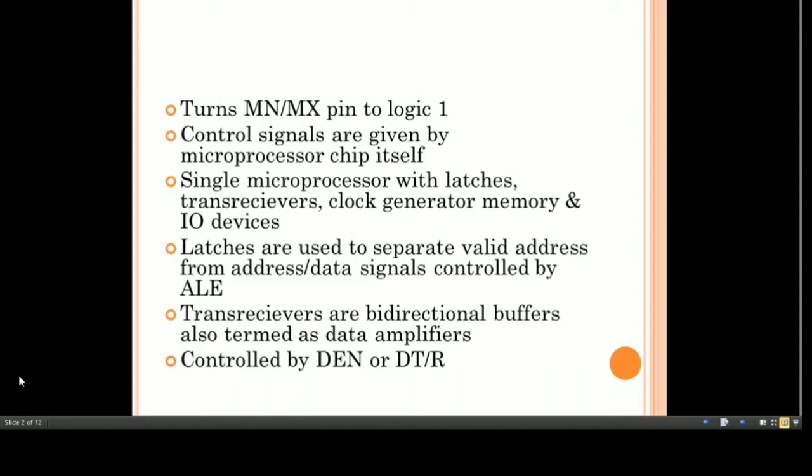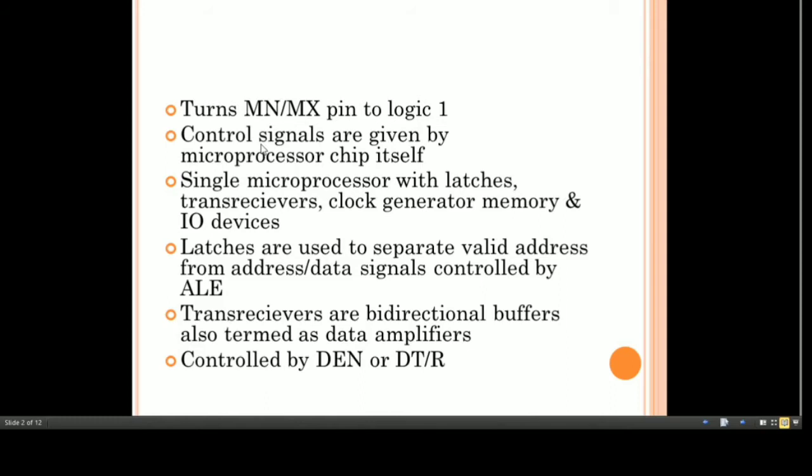So in 8086 we know that there is one pin called the MN/MX bar pin. This pin is used for selection of 8086 in minimum mode or maximum mode configuration. This pin is connected to logic 1 if we have to use the processor in minimum mode. So the MN/MX bar pin is connected to logic 1, and the control signals are given by the microprocessor chip itself.